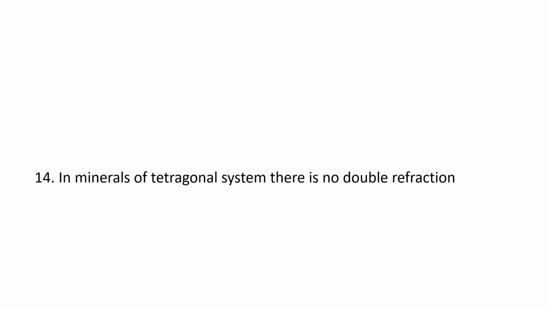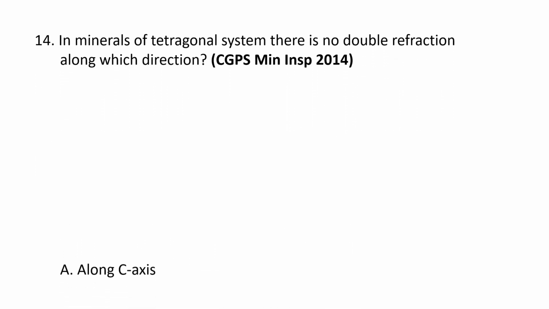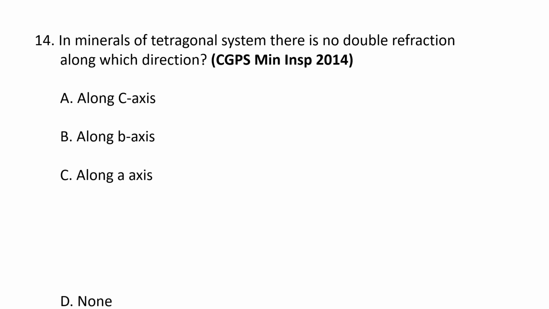Next question. In minerals of tetragonal system, there is no double refraction along which direction? A. Along C axis, B. Along B axis, C. Along A axis, and D. None of the above. In minerals of tetragonal system, there is no double refraction along the optic axis direction.